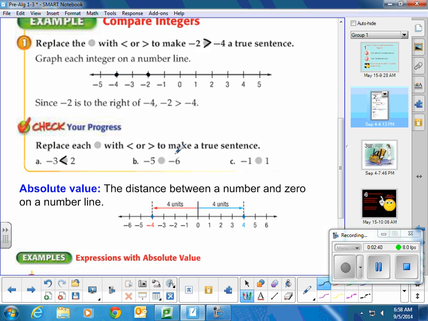With -5 and -6, they're both negative, so we actually want the number that's bigger, the 6. That one's going to be further to the left, therefore that's going to be the smallest. So -5 is greater than -6. And with the last example, -1 and 1, again, negative numbers are always going to be smaller than positive numbers, so -1 is less than 1.